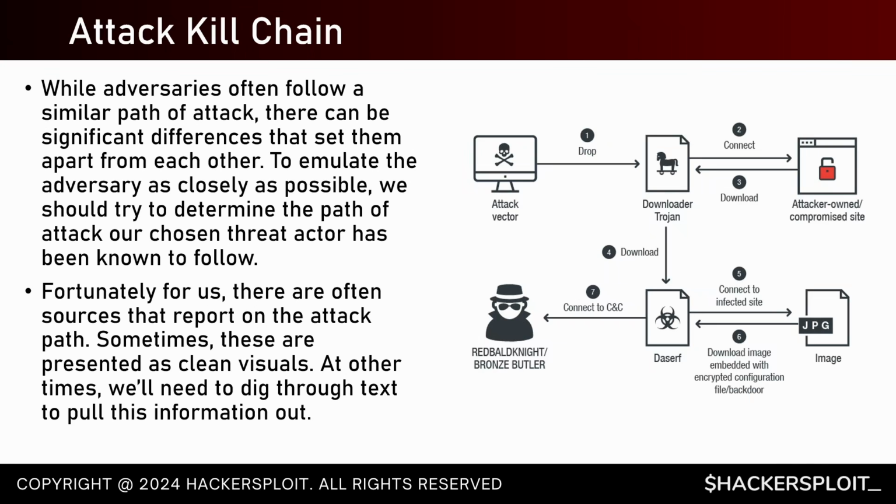And this is where the attack kill chain comes into play. While adversaries often follow a similar path of attack, there can be significant differences that set them apart from each other, obviously. To emulate the adversary as accurately as possible, we should try to determine the path of attack our chosen threat actor has been known to follow. Fortunately for us, there are often sources that report on the attack path, and sometimes these are presented in the form of clean visuals like so.